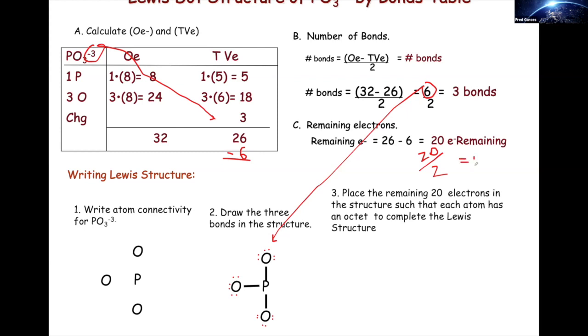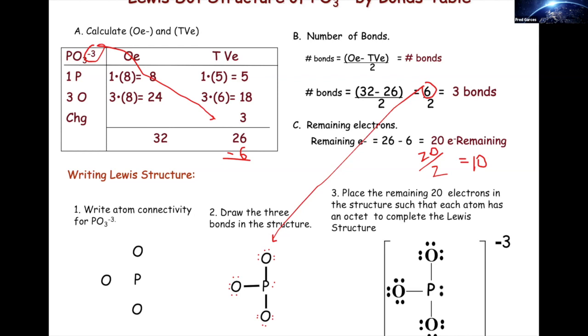But we've only used 9. Where does the 10th one go? It goes on that phosphorus. That right there is the Lewis structure of the phosphite ion. See how easy that is?